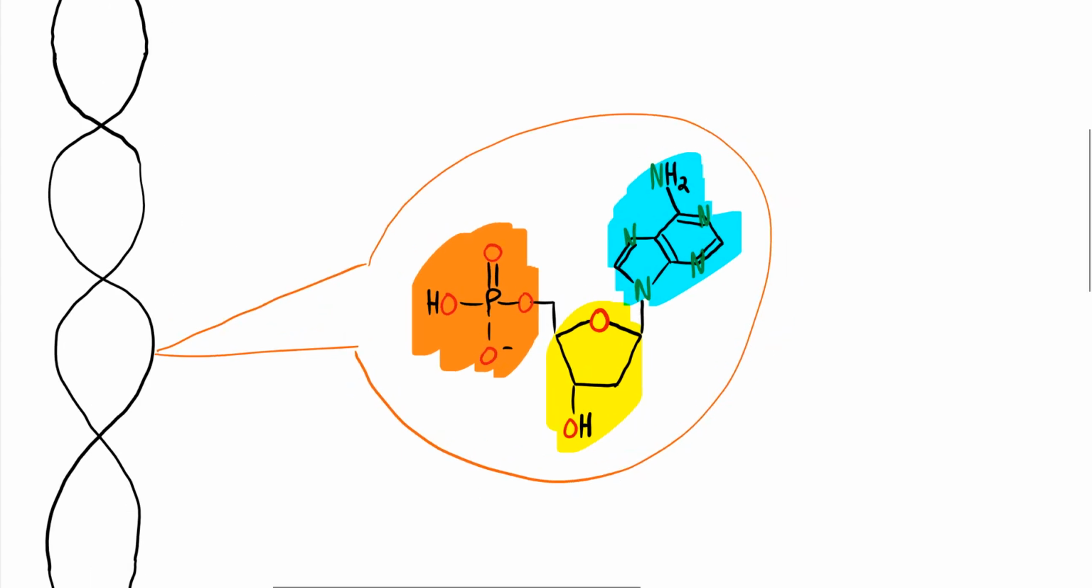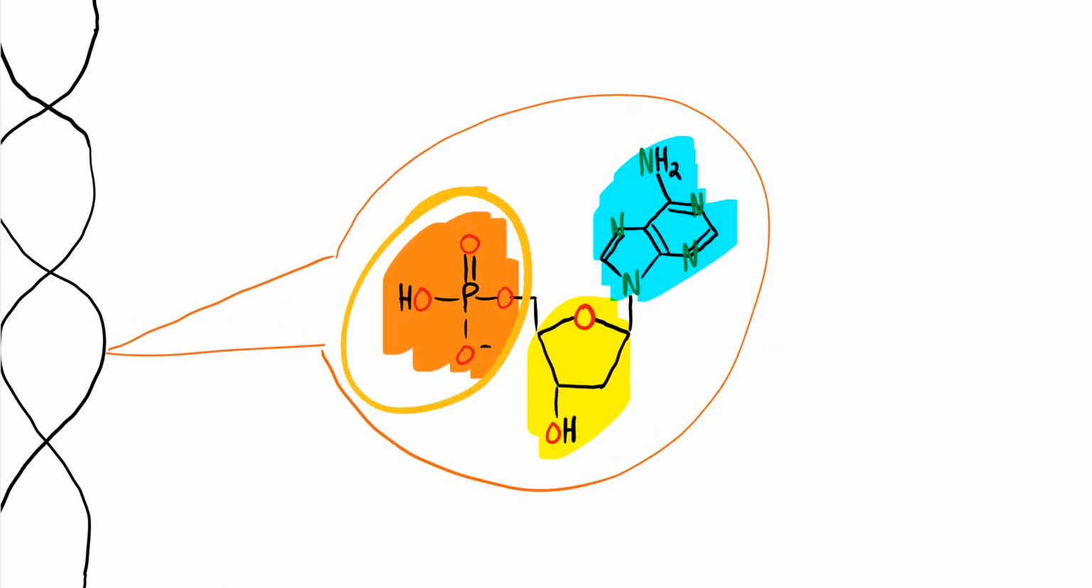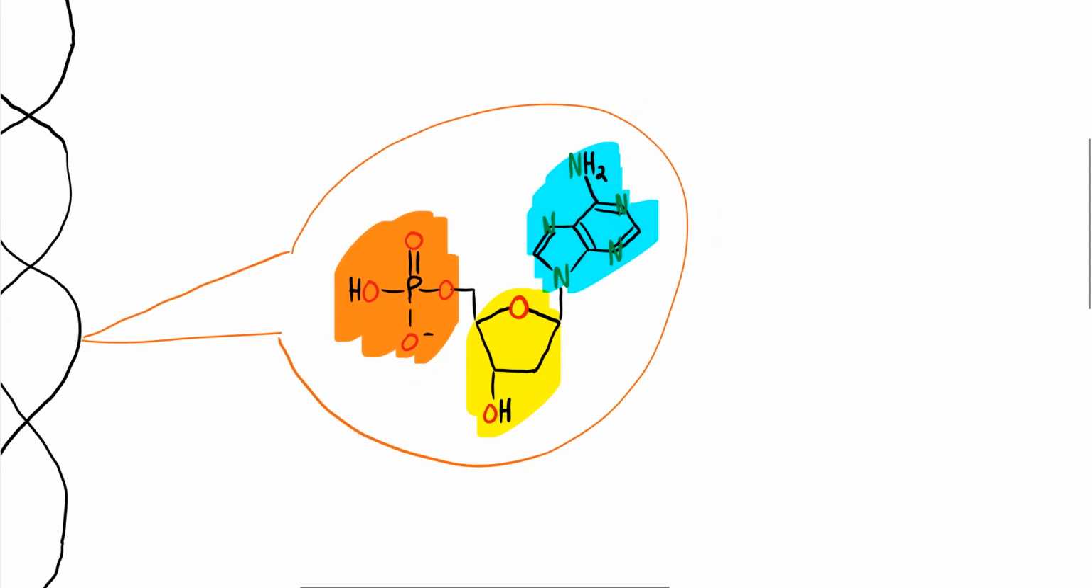Nucleotides are made of 3 parts: a phosphate group, a ring structure that we call a sugar, and another ring structure that we call a nitrogenous base. Each of these 3 parts is fairly complex, but when you put them together, you make one nucleotide.